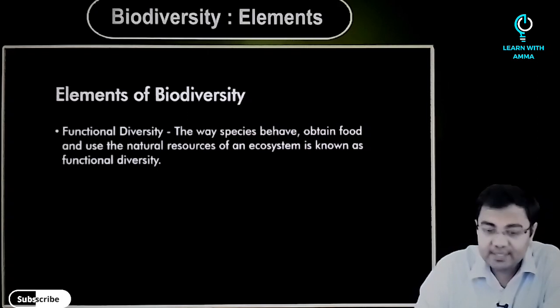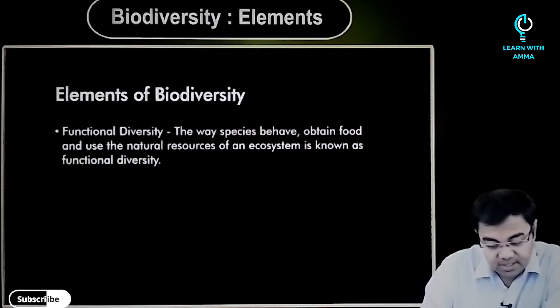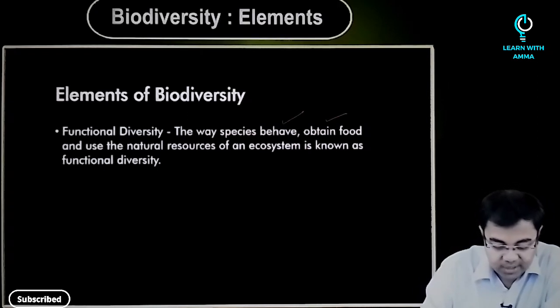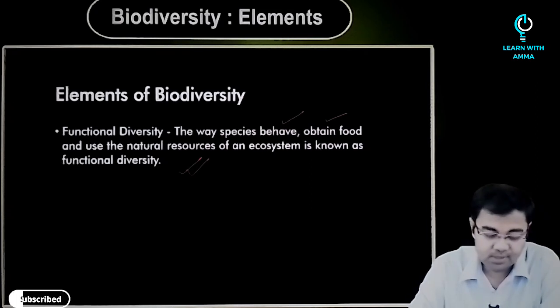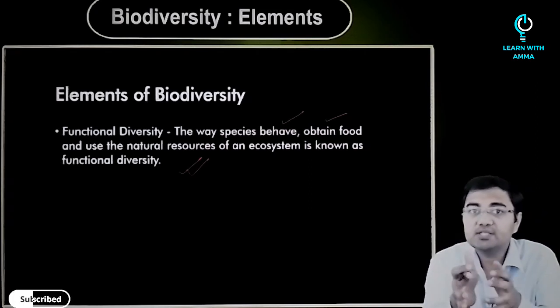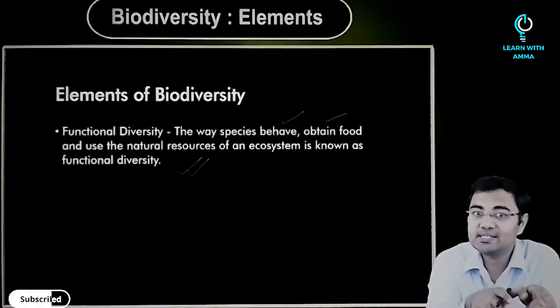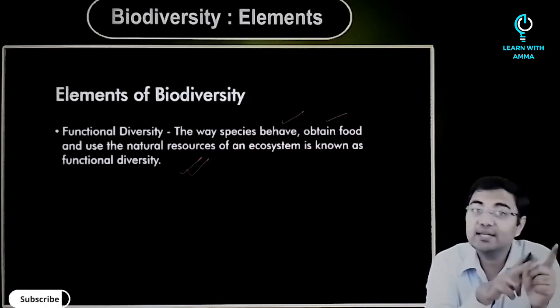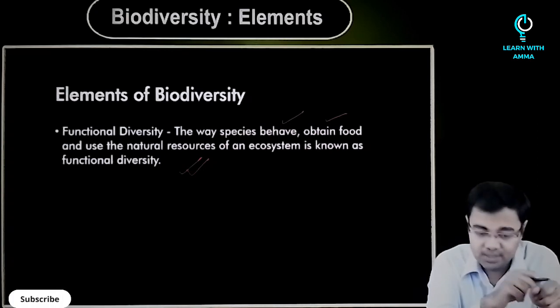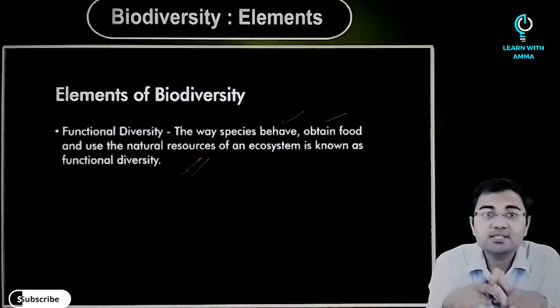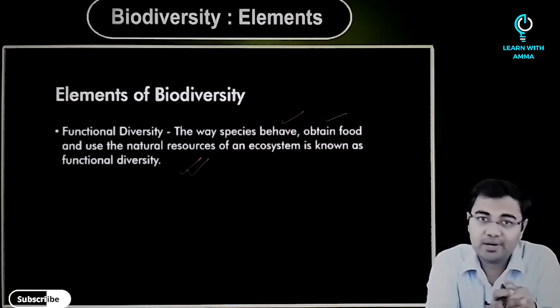So what exactly is it? It is the way species behave, obtain food and use the natural resources of an ecosystem. So this is what functional diversity is. Basically, we are again talking about the interactions that we had discussed in detail in the first chapter of ecology. So this is the topic of elements of biodiversity.